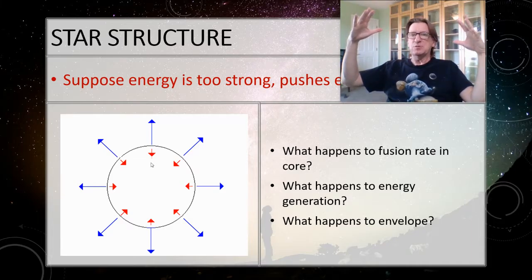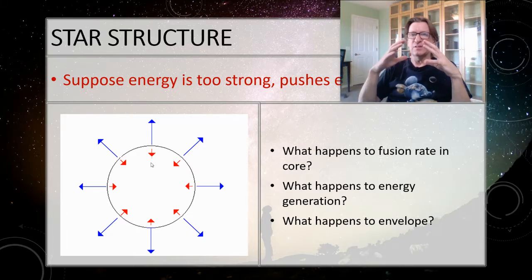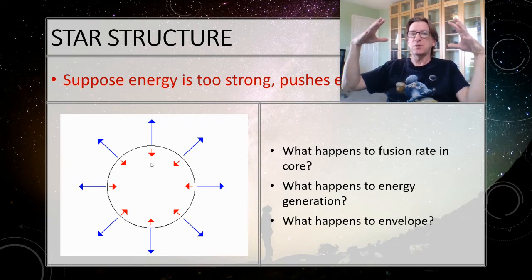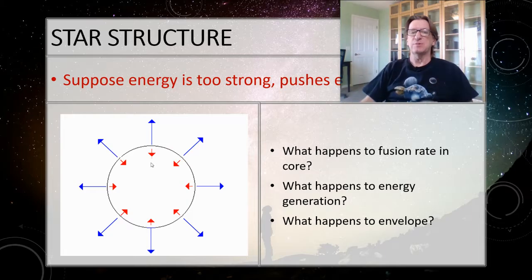Well, what's going to happen to it? If the core is not pushing out as hard, if the core is not producing as much energy, then it's going to settle back down. You see that? And so even if for some reason the energy got too high, the energy will drop down because the core is pushing the envelope out, and then the envelope will come back to where it's nice and stable again.